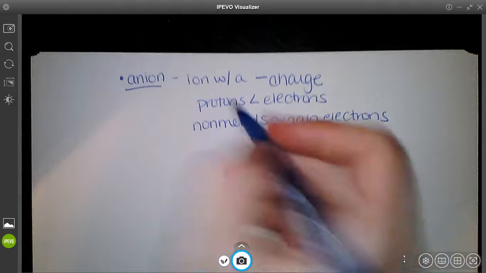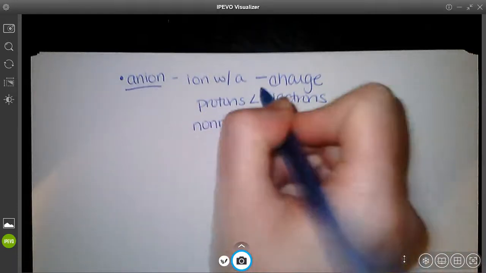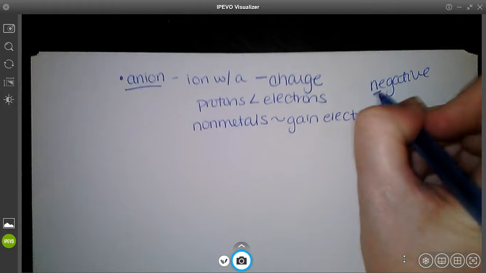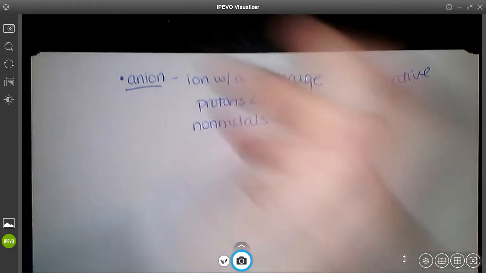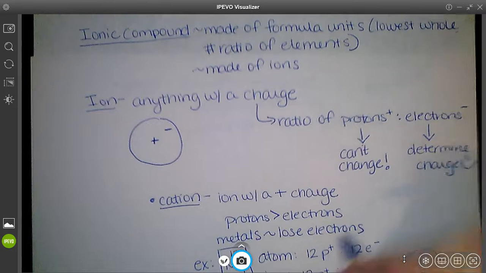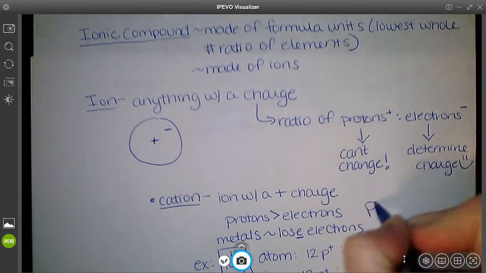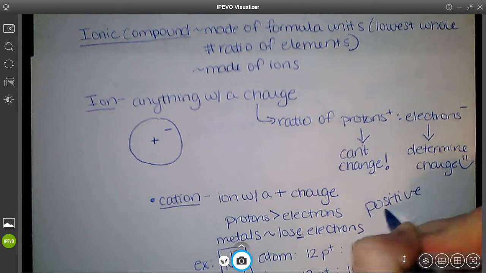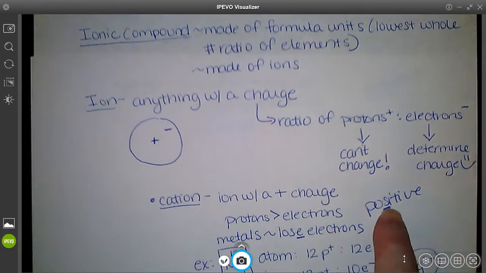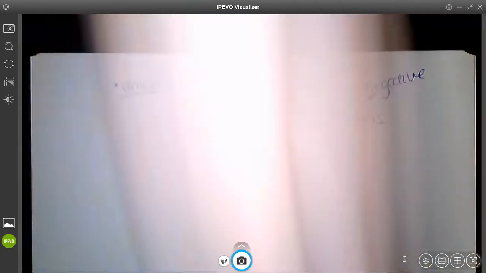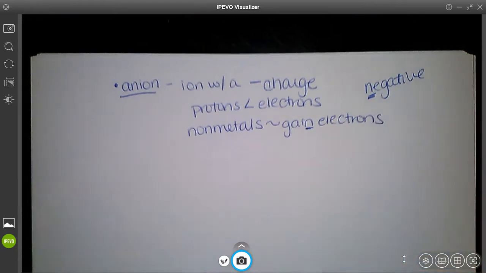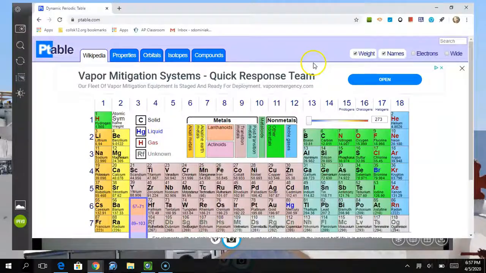A way to remember that is negative, so negative has an N and gain has an N, versus before this lose, and these are all positive. So lose, positive. If you lose electrons, you become positive. If you gain electrons, you become negative.